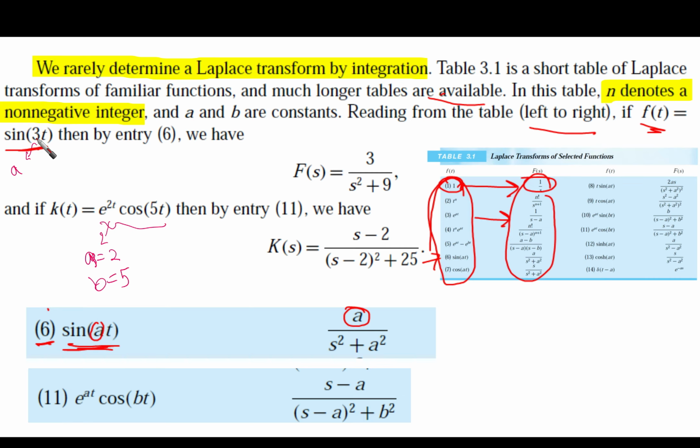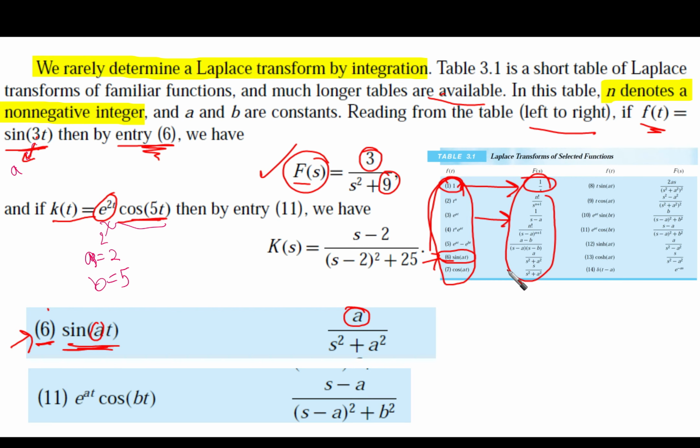So if we have the constant to be 3, this means that our Laplace transform, based on entry number 6 in the table, is going to be 3, which is a over s squared plus 3 to the power 2, which is 9. Okay. Now, if k of t, our input function, is e to 2t times cosine 5t, then we're going to search for this in the table.